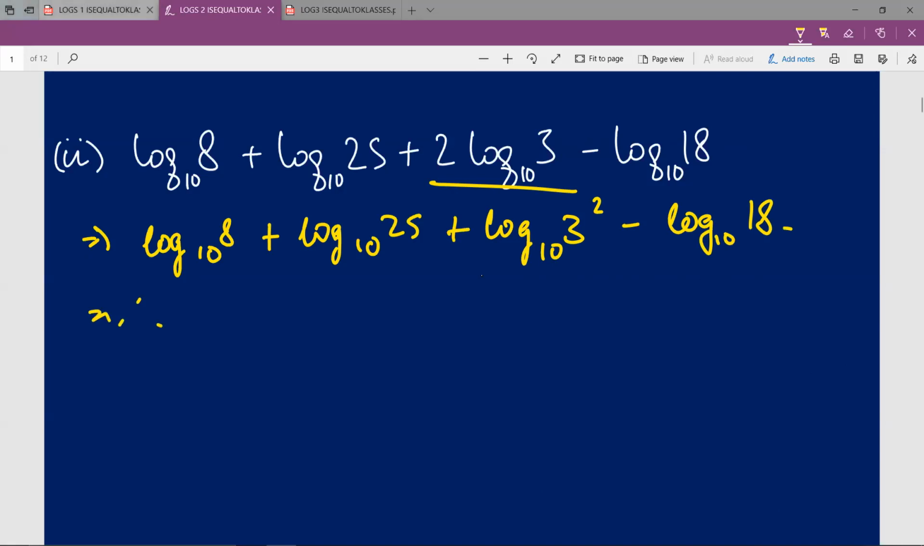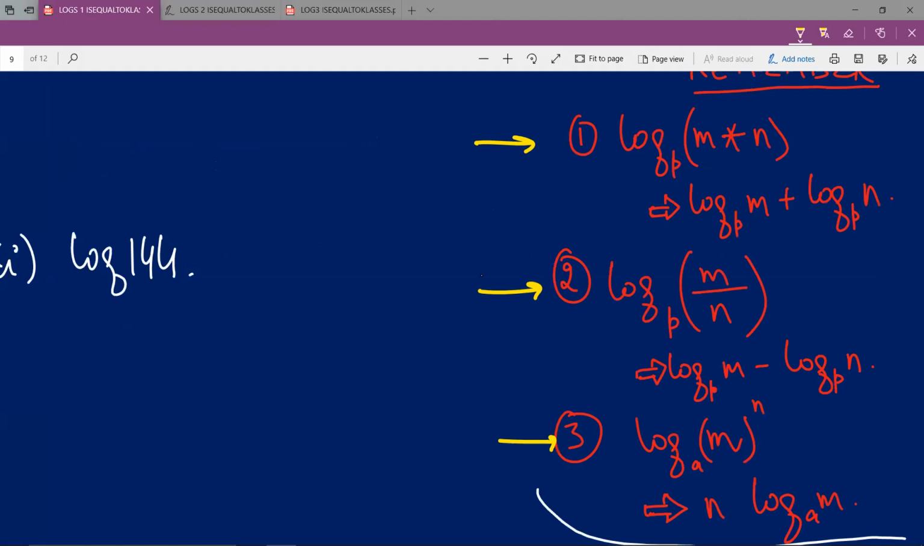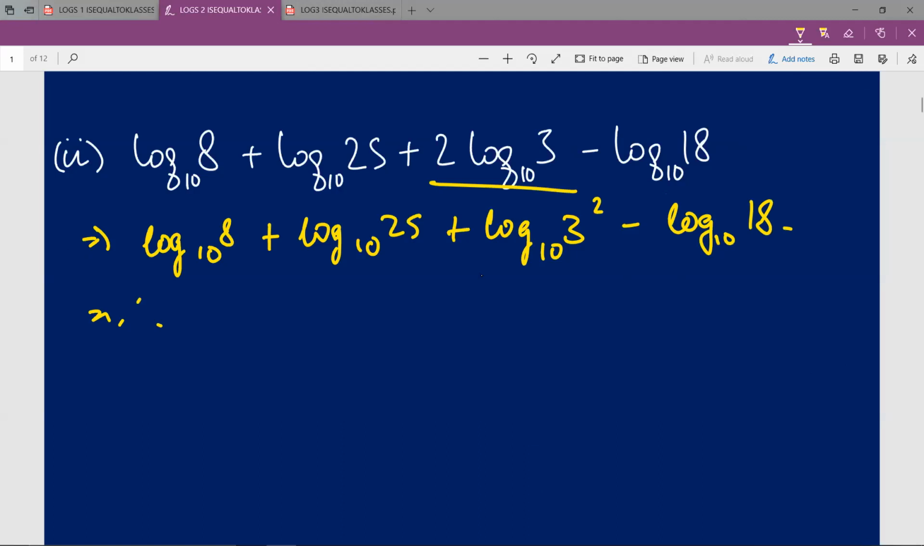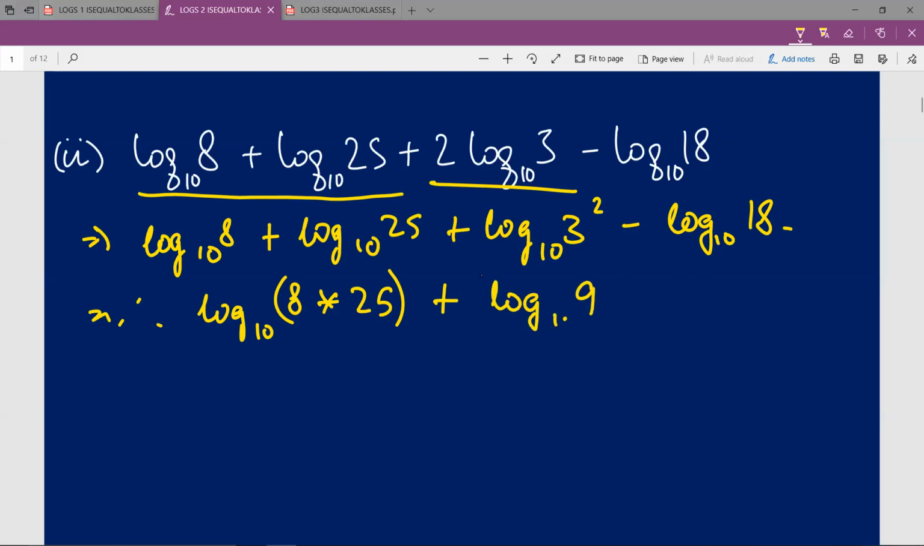So therefore, according to the first law, that is log of mn to the base p is equal to log of m to the base p plus log of n to the base p, I could write this part of the question as log of 8 into 25 to the base 10 plus log 3 square, that is 3 into 3 and 9. So I could write this as log of 9 to the base 10 minus log of 18 to the base 10. So over here, 25 into 8 is 200.